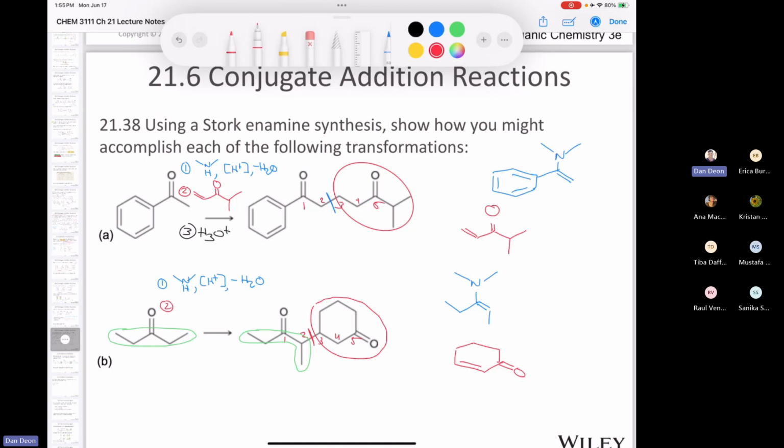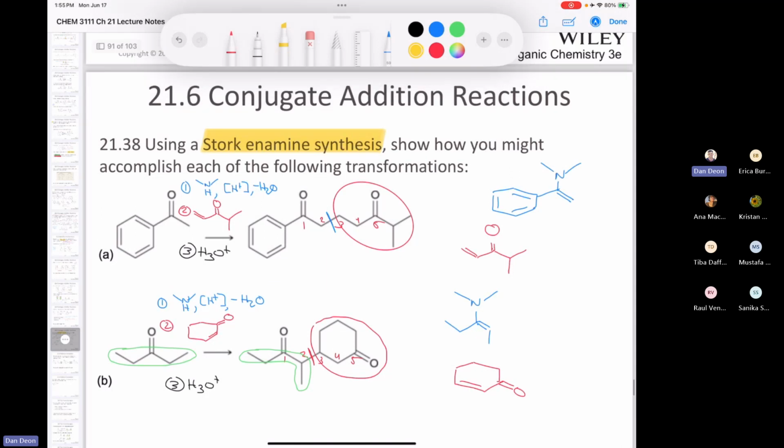So step 2 is to use this compound. And then in step 3, what do we do? We treat it with aqueous acid. We protonate the enol, or the enolate to make an enol. It tautomerizes to give us the ketone, and then we hydrolyze the aminium ion. And that, my friends, is the Stork enamine synthesis.